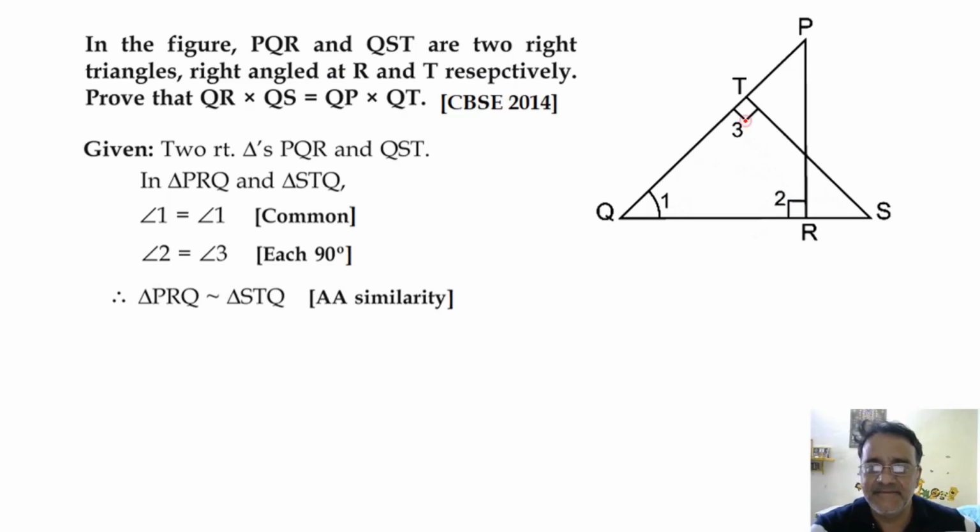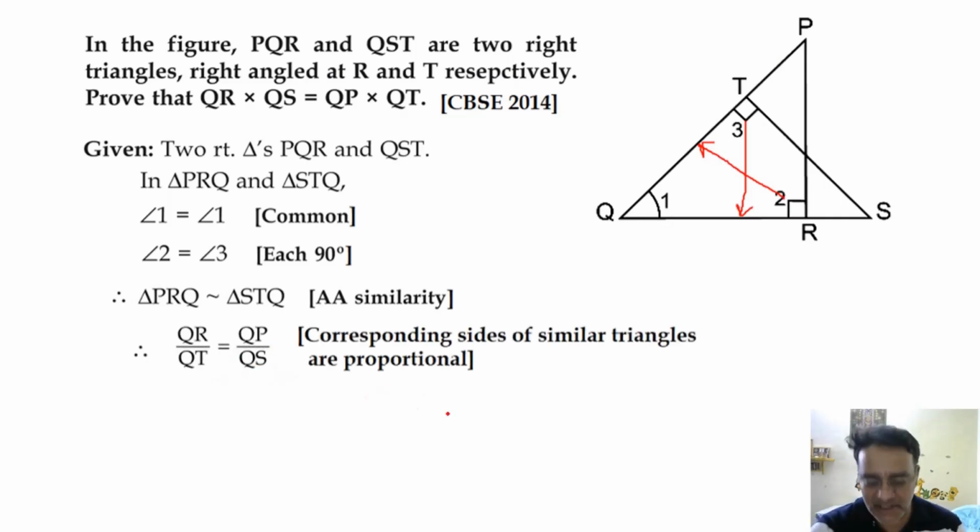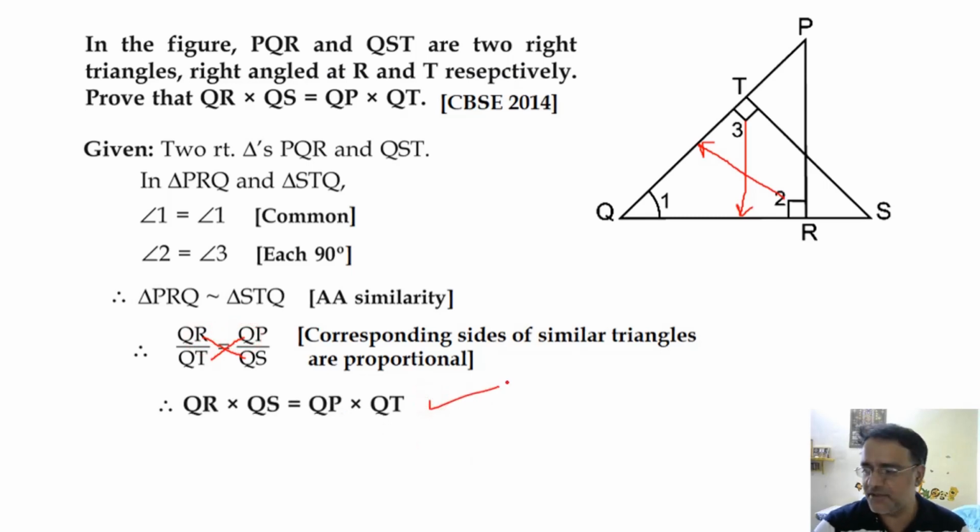And angle 3. QS. Angle 2. QP. Fine. So QR upon QT is equals to QP upon QS. Why? Because corresponding sides of similar triangles are proportional. Now if you cross multiply, you will get the answer. Any doubt in this question?